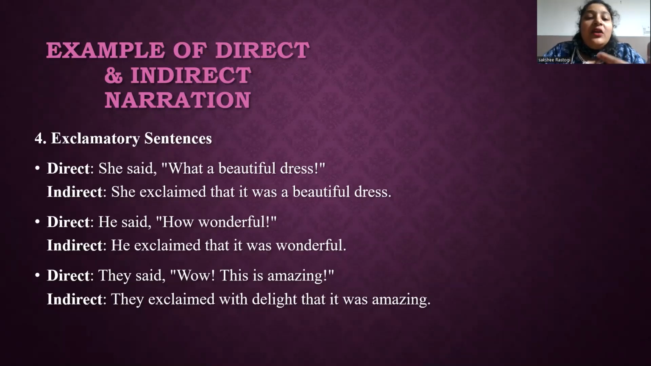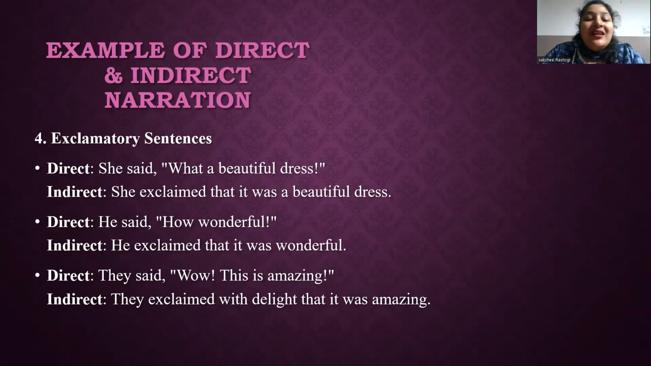In direct narration, I use, "What a beautiful sunset!" she exclaimed. This is a direct narration. "How delicious this cake is!" he cried. So this is direct narration. "What a wonderful surprise!" they shouted. So this is also direct narration. In indirect narration: she exclaimed that it was a beautiful sunset. This is indirect narration. He cried out that the cake was delicious. So this is indirect narration. They shouted that it was a wonderful surprise. This is also indirect narration.